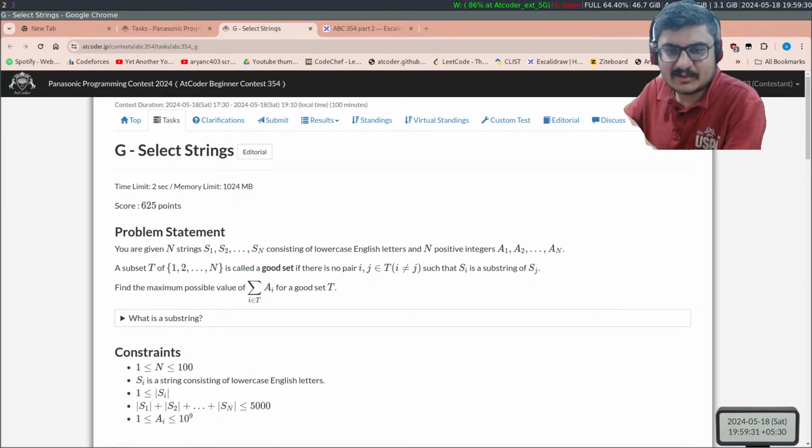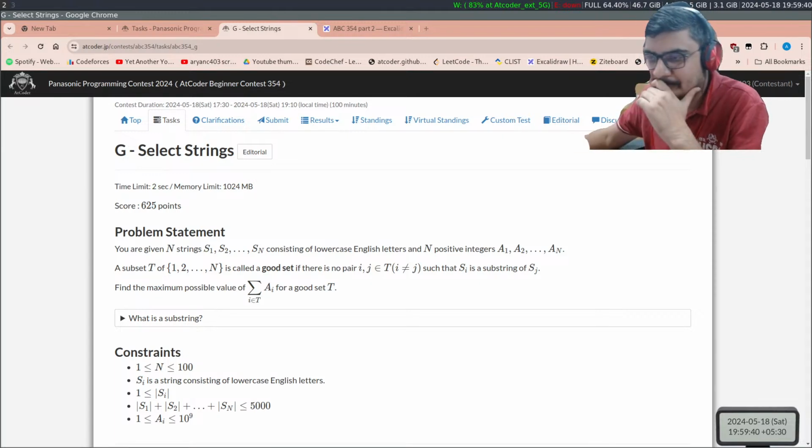So I can share what I did. I don't have any proof why this simple solution should get an AC, or what the actual solution there should be. But yeah, let's get started.